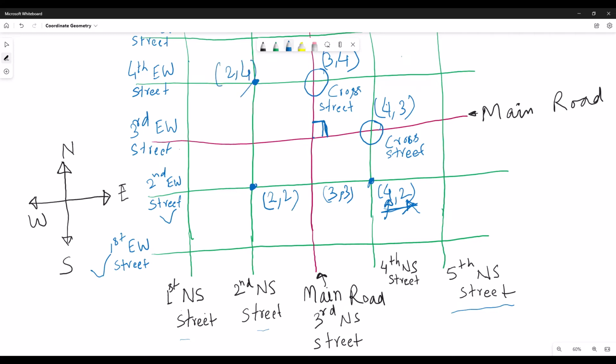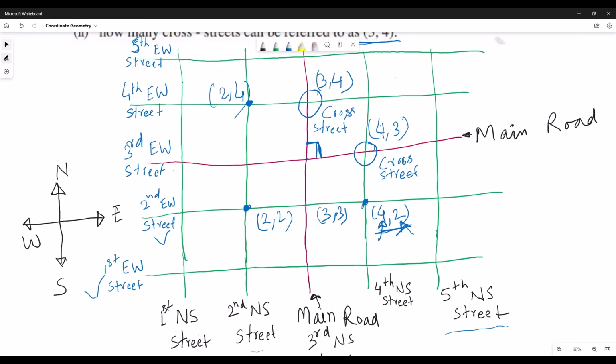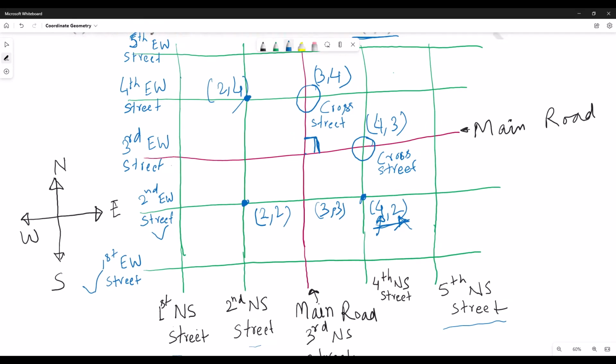So can you see there are so many crossings in the city, and with numbers you can uniquely identify each of the crossings. If it didn't have this naming convention, then how would you tell somebody to go to the 4-2 crossing? How would you tell someone to go to the 3-4 crossing, right? By naming these roads, the person can easily identify. First, he has to go to the third road, then to the fourth east-west street. So he will reach the 3-4 crossing.